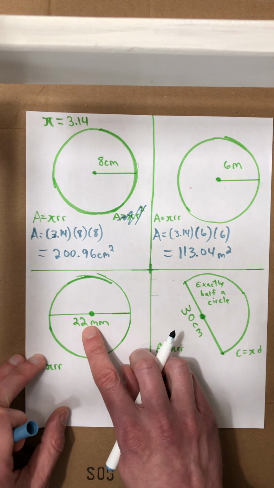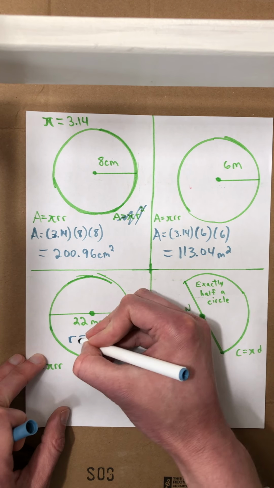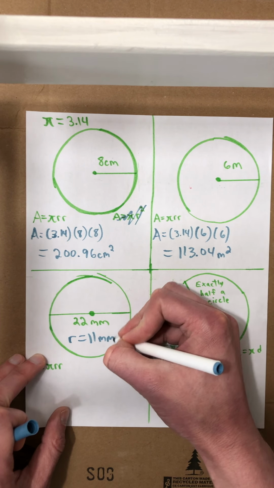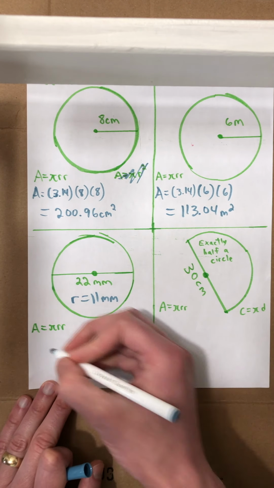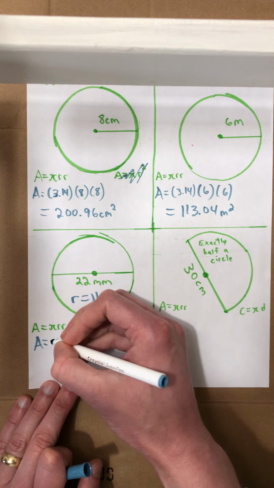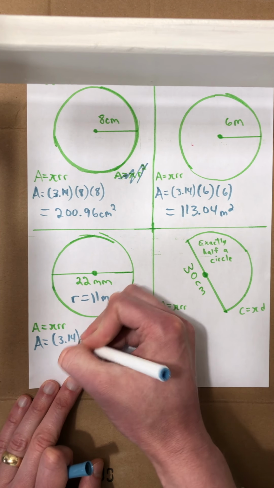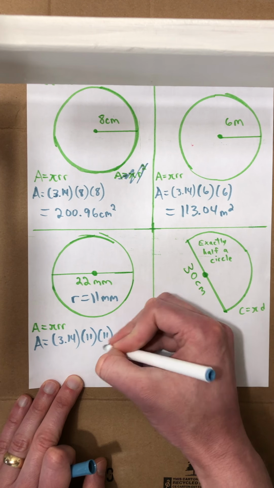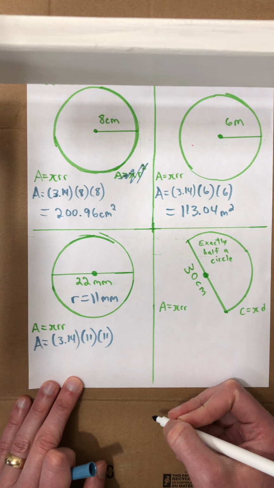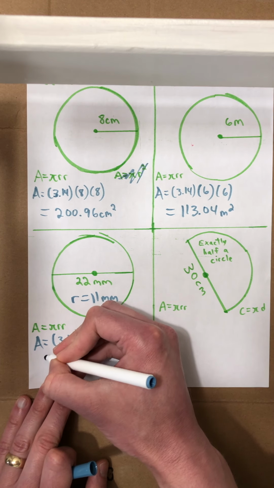And so if my diameter is 22, I know my radius is 11, because 11 is half of 22. So once again, I can now multiply it out. So I can say my area is equal to 3.14 times 11 times 11 again, and that will give me what my answer is.